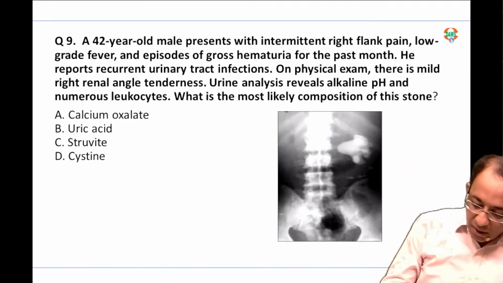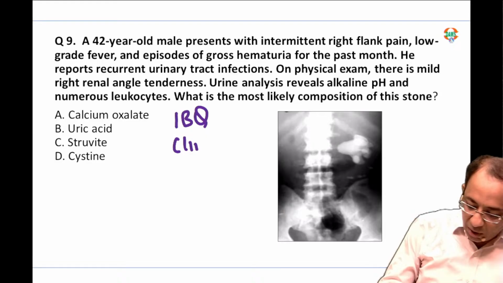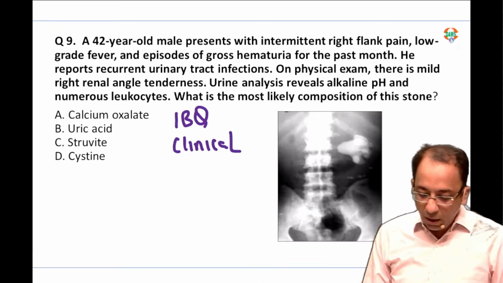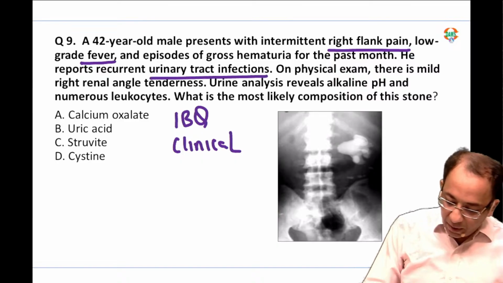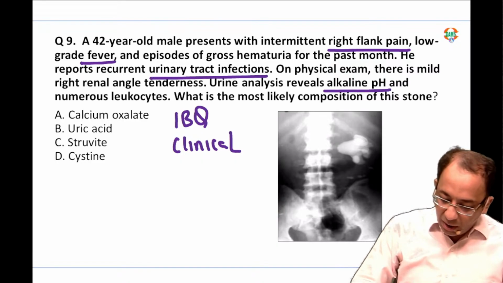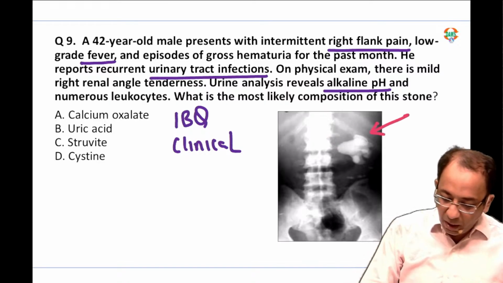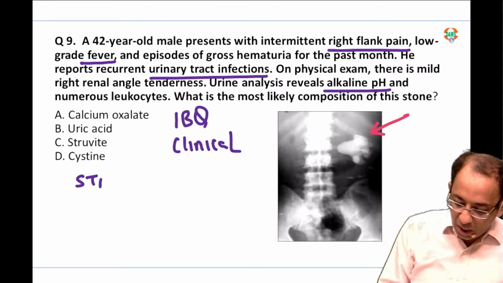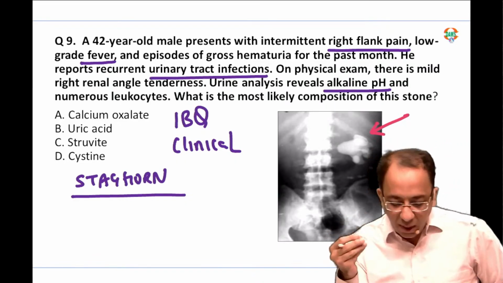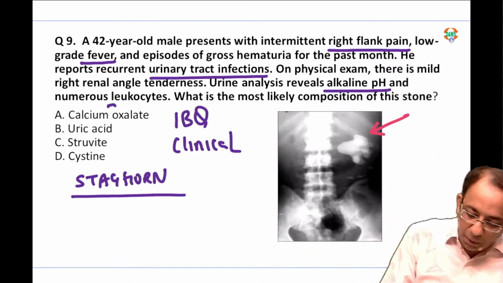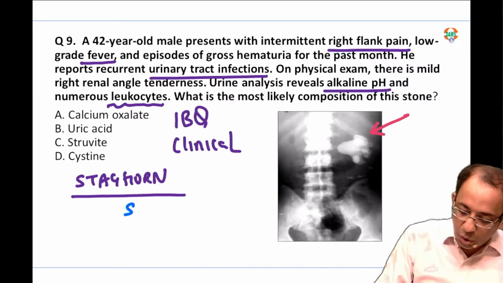The second style is an image based question but with a clinical stem. This is the question where this patient has flank pain, some fever, recurrent UTI, alkaline pH in the urine, and there is a stone visible on the X-ray. Can you tell me what is the stone? This is called the staghorn stone. If you see a staghorn stone in a patient with UTI, with alkaline urine or proteus infection, you have multiple leukocytes, UTI, then you always think of struvite stone. You always think of struvite stone.